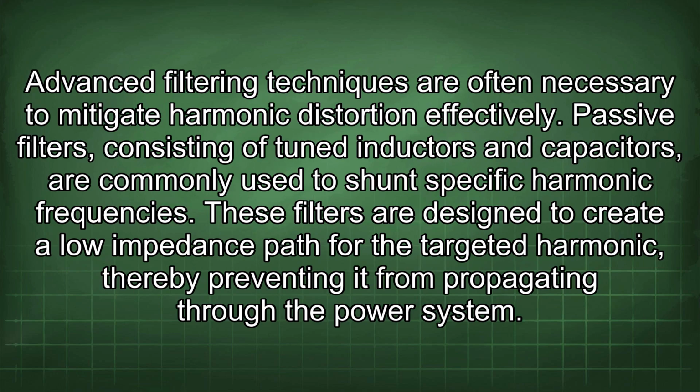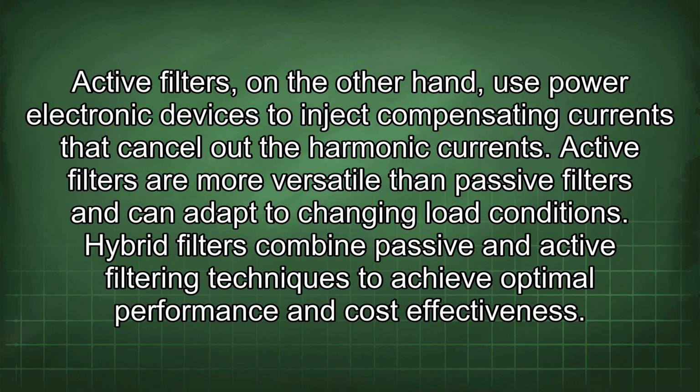Advanced filtering techniques are often necessary to mitigate harmonic distortion effectively. Passive filters, consisting of tuned inductors and capacitors, are commonly used to shunt specific harmonic frequencies. These filters are designed to create a low impedance path for the targeted harmonic, thereby preventing it from propagating through the power system. Active filters, on the other hand, use power electronic devices to inject compensating currents that cancel out the harmonic currents. Active filters are more versatile than passive filters and can adapt to changing load conditions.